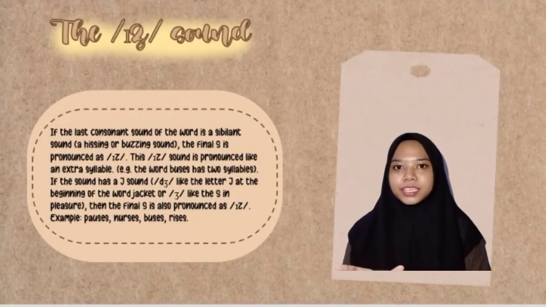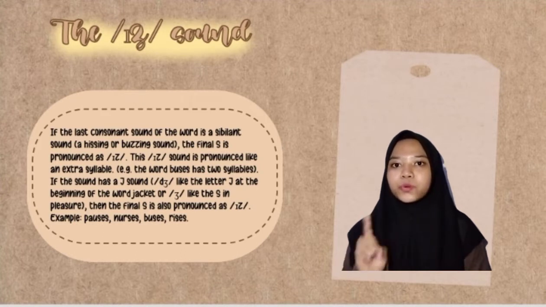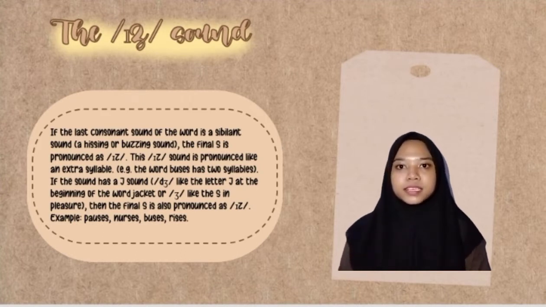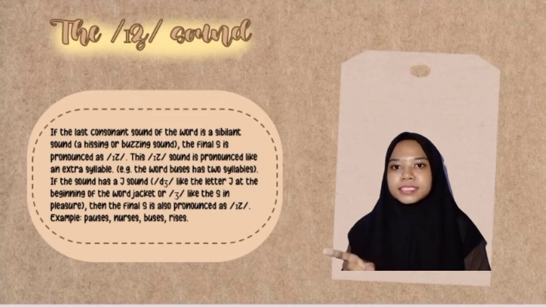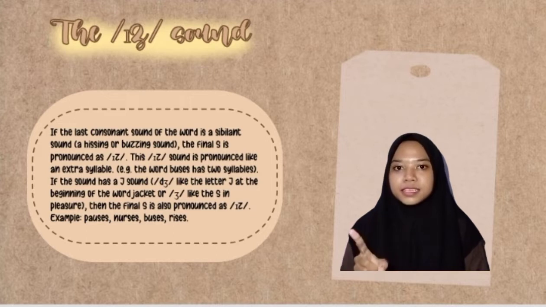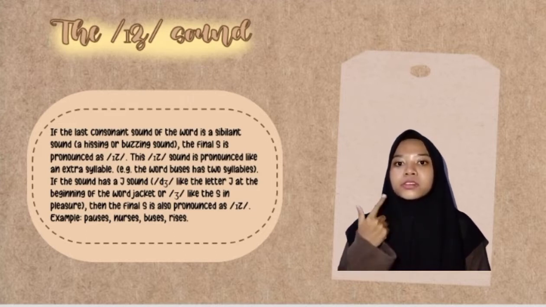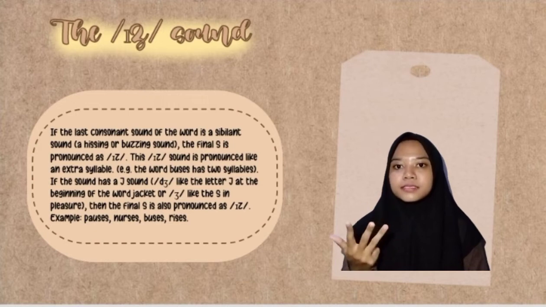The /iz/ sound. If the last consonant sound of the word is a sibilant sound, a hissing or buzzing sound, the final S is pronounced as /iz/. This sound is pronounced like an extra syllable. Example, the word buzzes has two syllables. If the sound is /dʒ/, like the letter at the beginning of the word jacket, or like the S in pleasure, then the final S is also pronounced as /iz/. Example, pauses, nurses, buzzes, and rises.